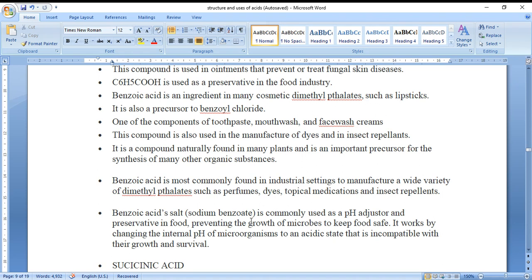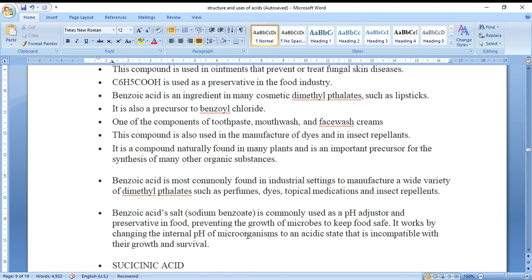Whenever we go for any analysis, generally we need to maintain the pH. Or whenever you are preparing any nasal drops or eye drops, you have to maintain the pH. So in order to maintain that pH, we generally use pH adjusters. So this benzoic salt, that is sodium benzoate, is used as a pH adjuster and preservative.